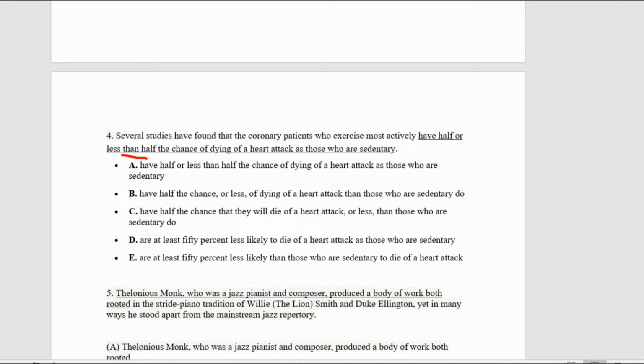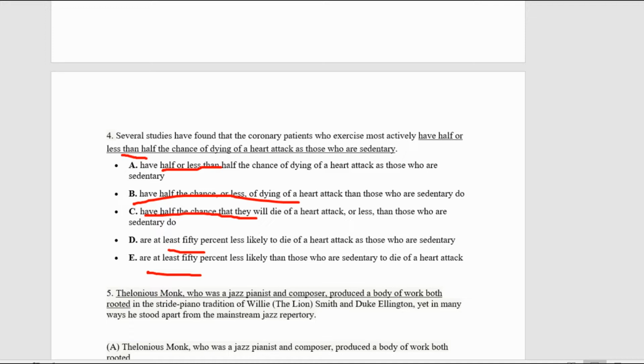Okay, for me, A, B, C are strange. Why? Have half or less than half the chance. It's very wordy, first of all. You see how wordy they are. And the word chance is a bit strange here. Of course, we can say the chance, like the possibility in this sense. We can use it. It's not a problem. The secondary point: are at least 50% less likely, less likely than those.